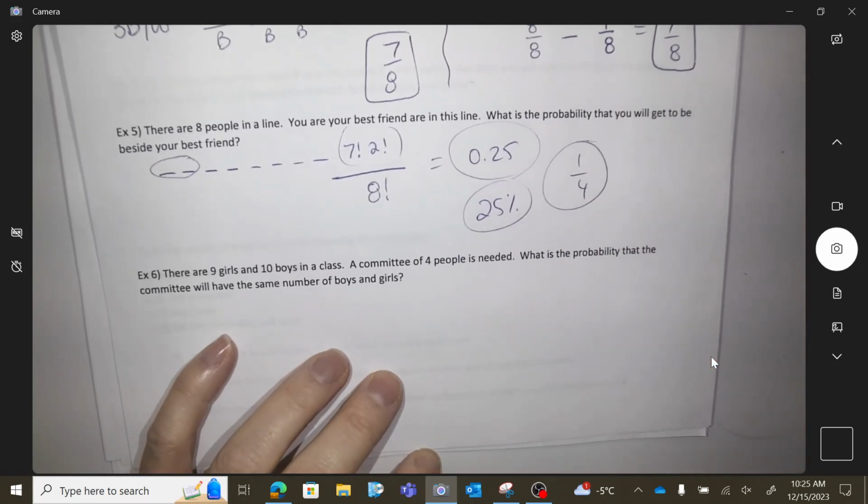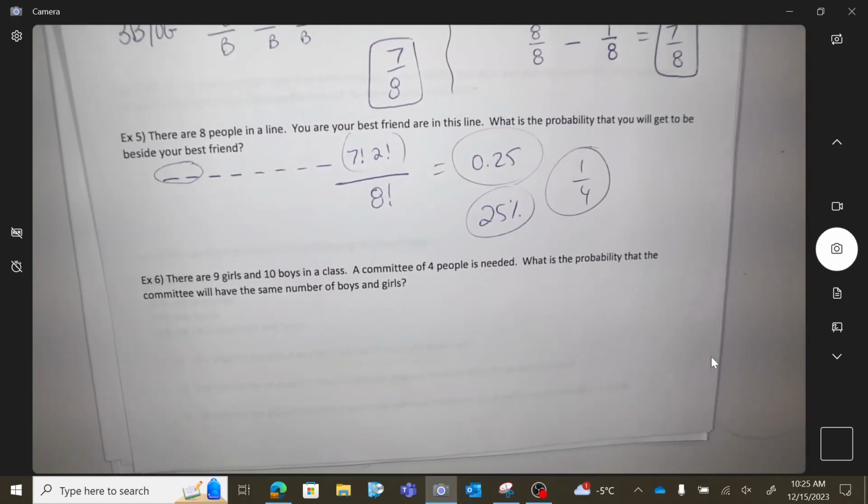Okay, probability, you can again express it in decimals, you can be in a percent, you can be in a fraction.